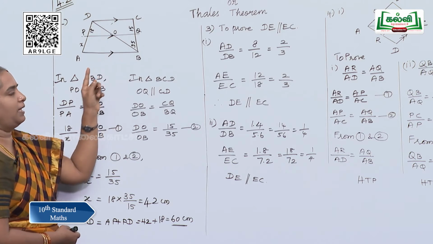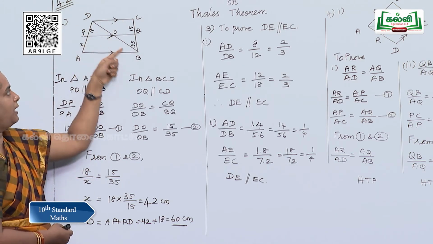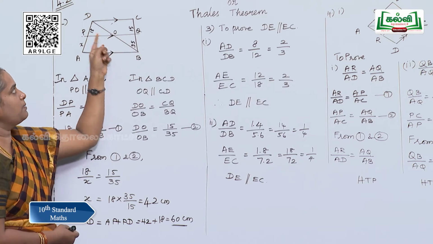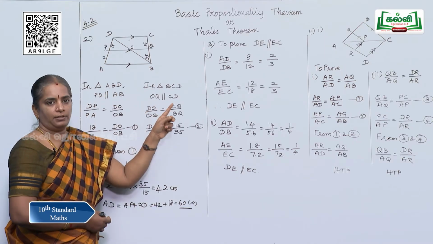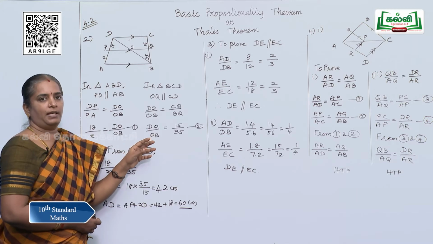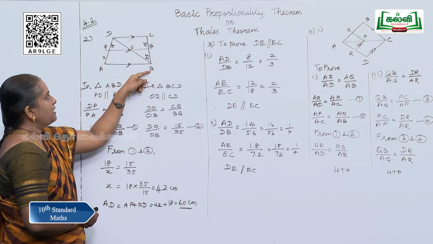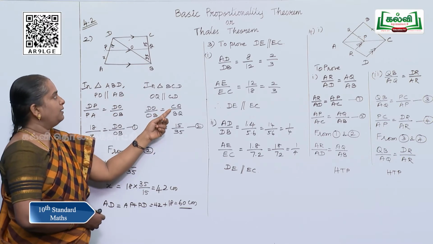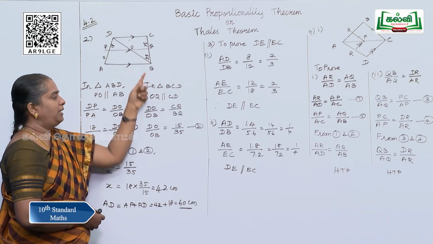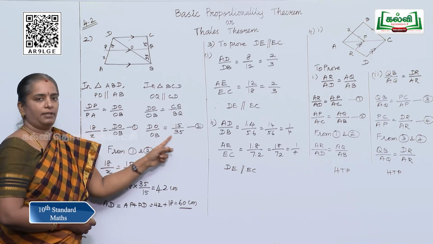Then in the next triangle, let us go to triangle BCD. In that triangle, we know that OQ is parallel to CD. Since OQ is parallel to CD, we can apply Thales theorem, which says that DO/OB = CQ/BQ. We can get the measurements of CQ and BQ and substitute here. CQ is 15 and BQ is 35.